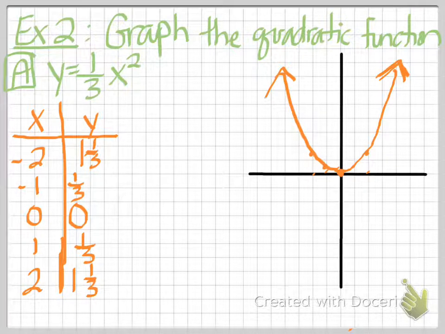And if you notice, I'll change colors. There's a symmetry to it. If I were to fold it along the y-axis, I would have a mirror image. That becomes important soon. Okay, so this would be my equation, and just like we did for linear, we need to label it. So y equals 1/3 x squared, and that would be our graph.